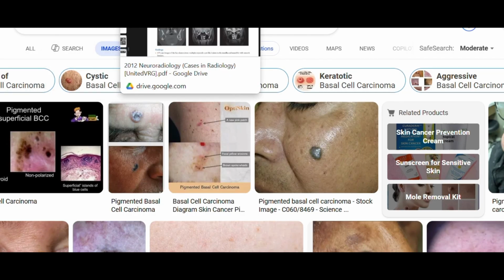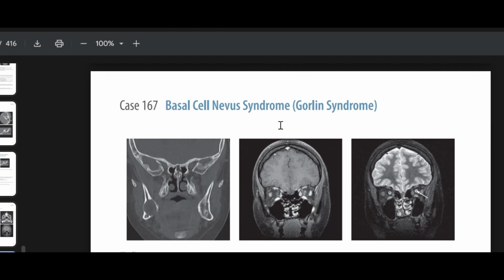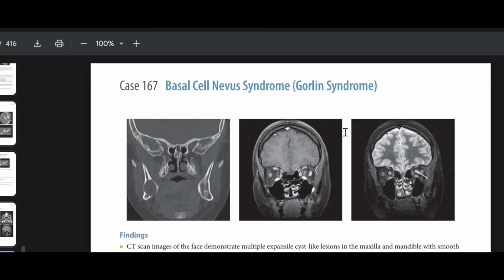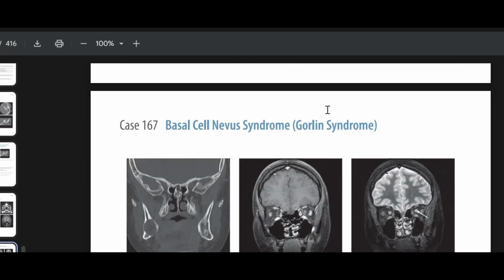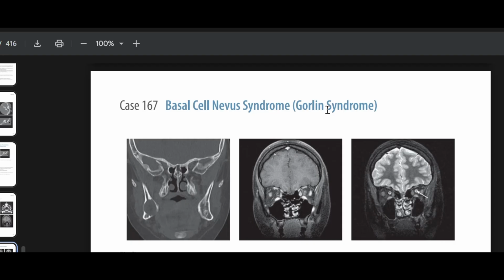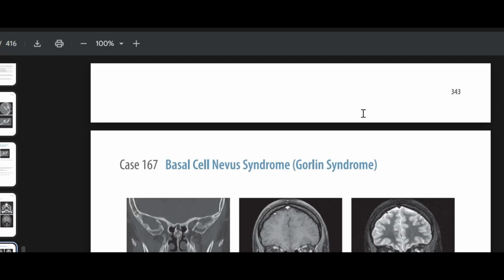So let's talk about the basal cell carcinoma. It's a part of basal cell nevus syndrome, or Gorlin syndrome. So once you see the basal cell carcinoma, pigmented basal cell carcinoma, you need to consider the basal cell nevus syndrome. It can be a part of a syndrome called Gorlin syndrome.